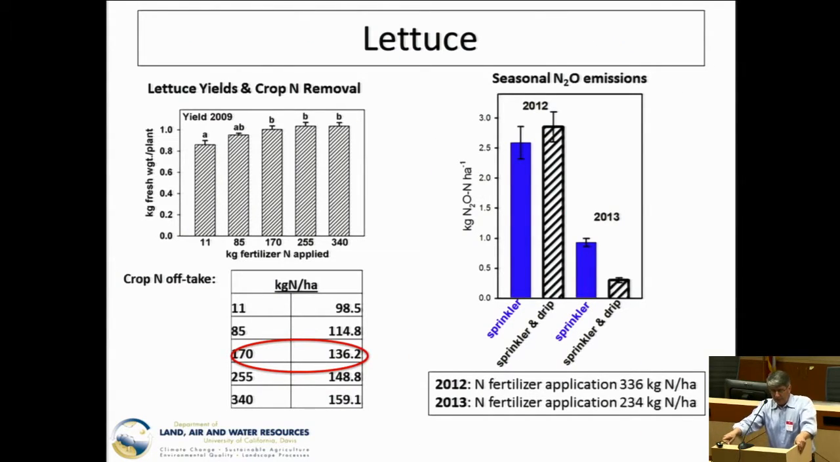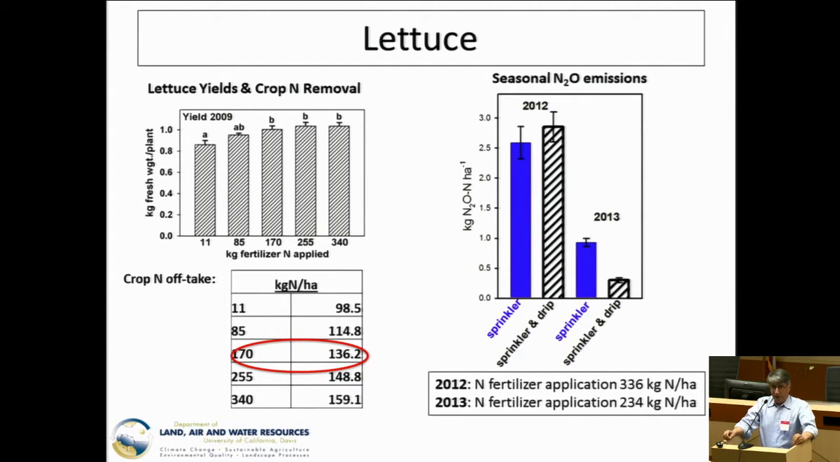The results were sort of inconclusive. I want you to focus on the one on the right side. In the second year, there were indeed lower emissions with the sprinkler drip combination, but in the first year, there were very high emissions and there was no difference. This was done on farm, and we could not control everything on this on-farm study. The fertilizer applications were much too high in the first year, much more than 300 kilograms per hectare.